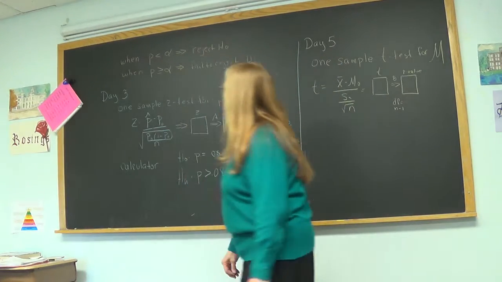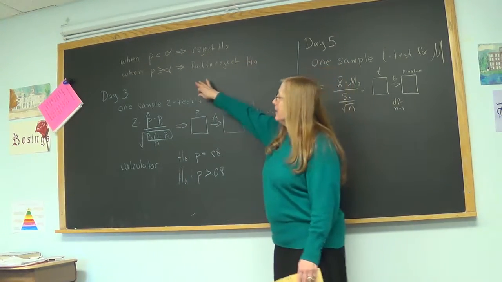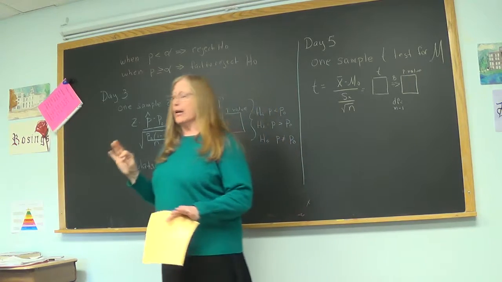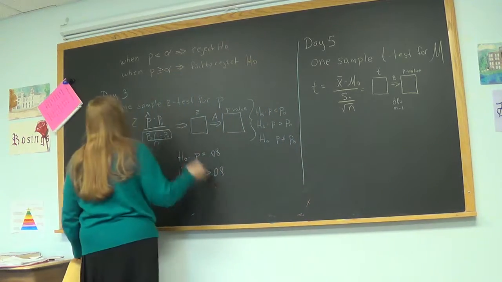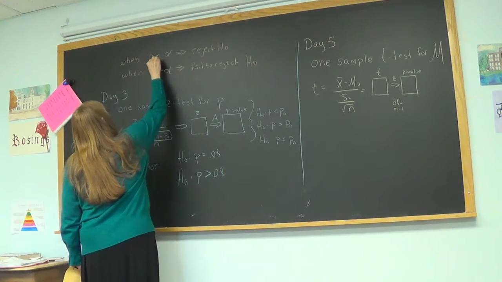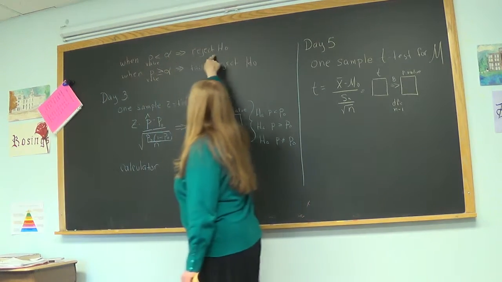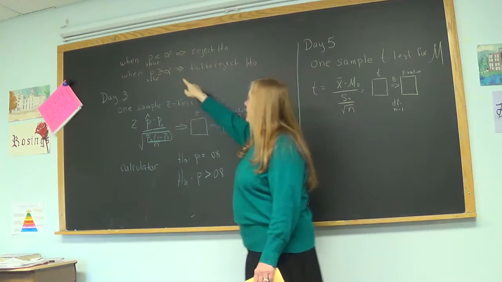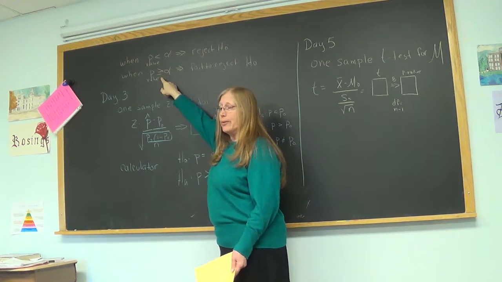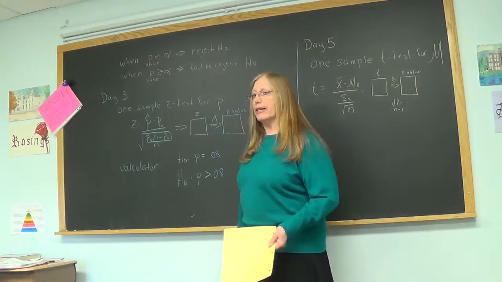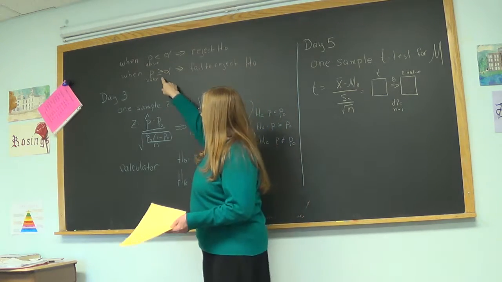Alright, here we are. We have decided to be a little more specific about comparing our p-value. This is actually a p-value. When it's less than alpha, we're going to reject H sub 0. If it's greater than or equal to alpha, we're going to fail to reject H sub 0. That 'or equals' is a little different.